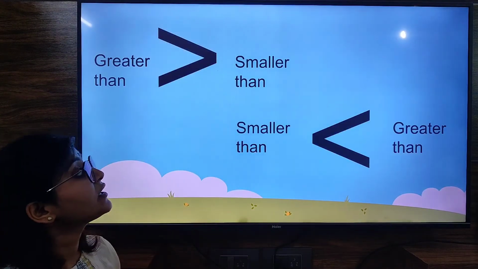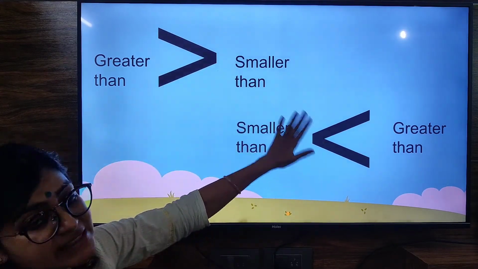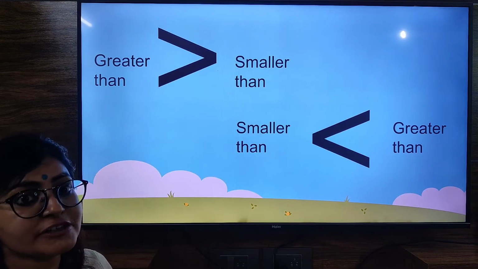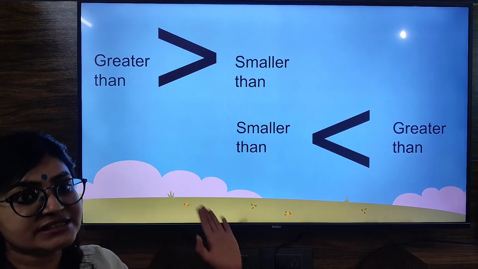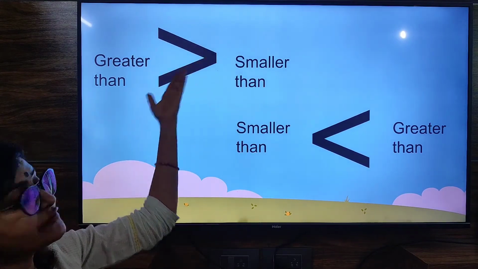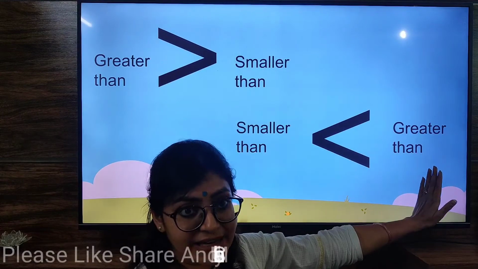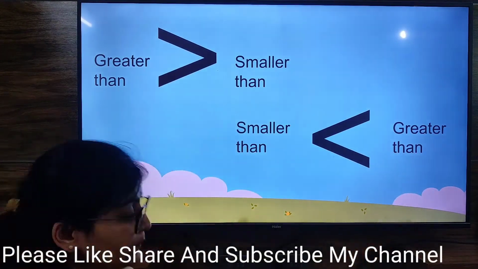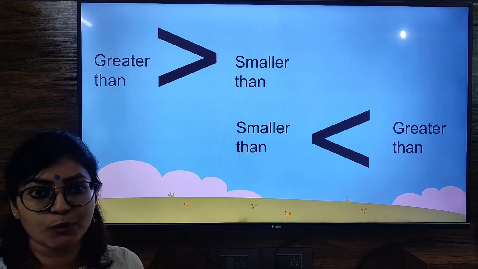Now we know that both these signs are not two, but one sign, and it always opens towards a greater number. If the greater number is written on the left hand side, it will open to that side. If the greater number is written on the right hand side, this sign will open towards that side only. Now, this is all about the sign of greater than and smaller than.